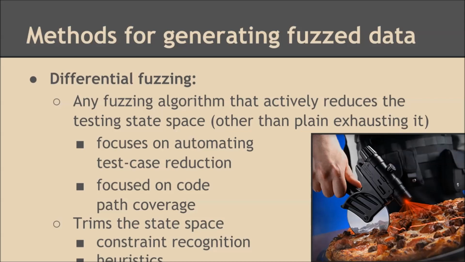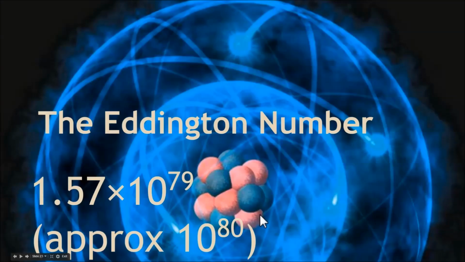Differential fuzzing, on the other hand, actively identifies through heuristics or an algorithm what it doesn't need to test. It's like, okay, I've tested this. These other cases are irrelevant, so I'm just going to trim those out of my plan and just focus on what I really need to do. And so that's what differential fuzzing is all about. It's focused on automating test cases, automating test case reduction, and also focused on covering code paths. So it can do this by recognizing constraints and other heuristics, and we'll cover those in a little bit.